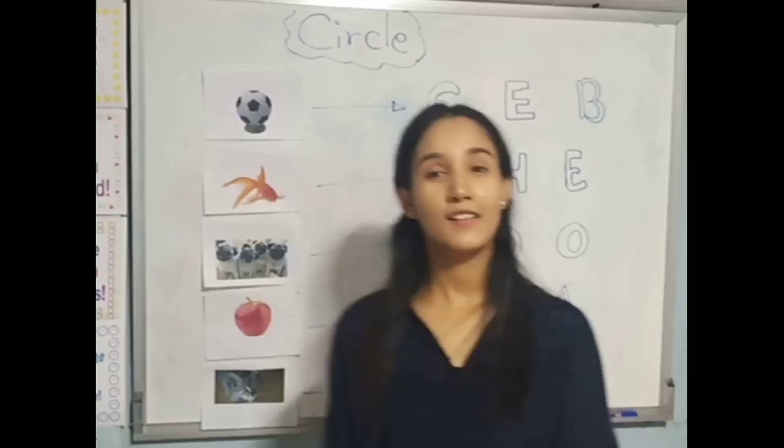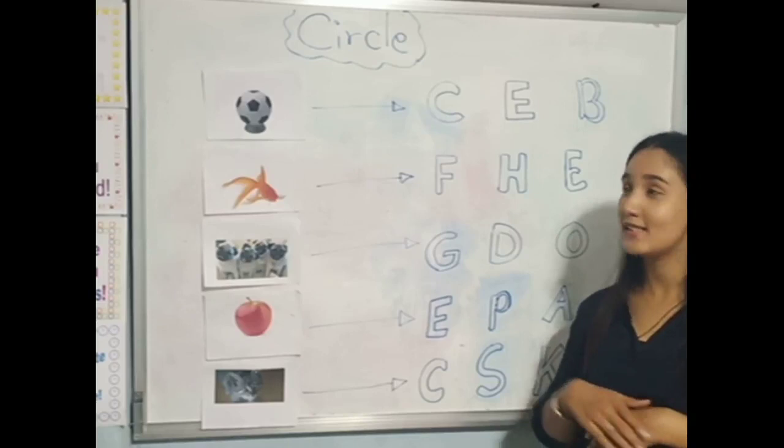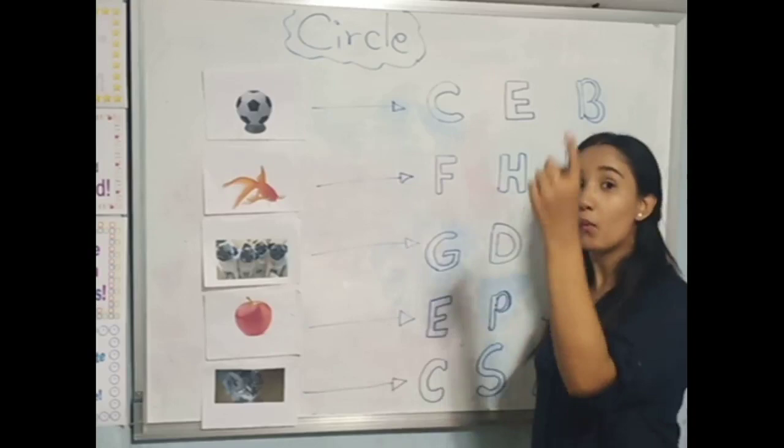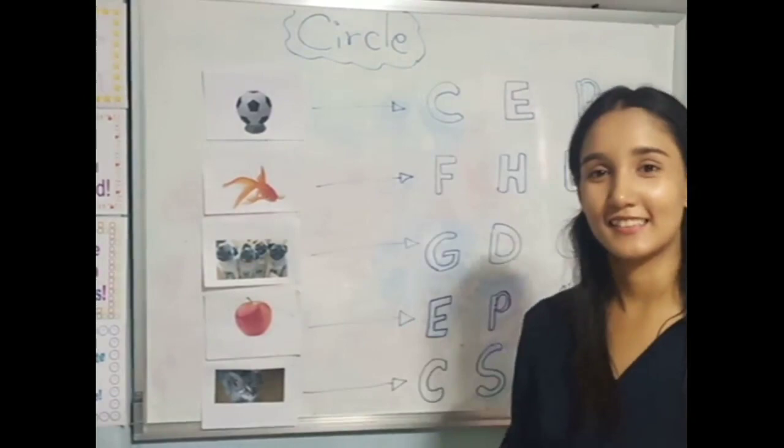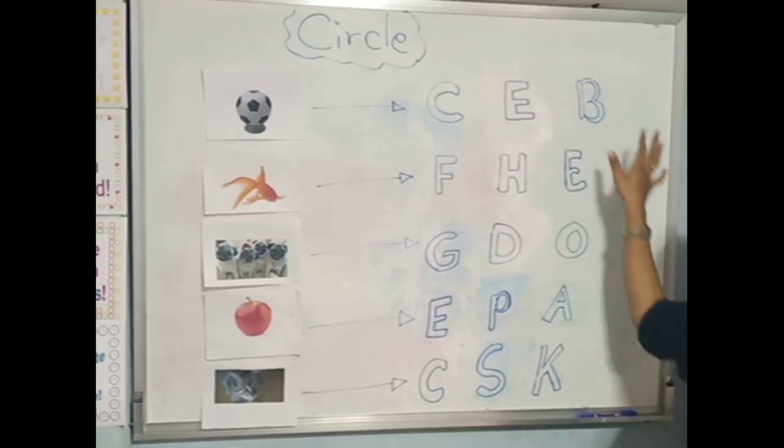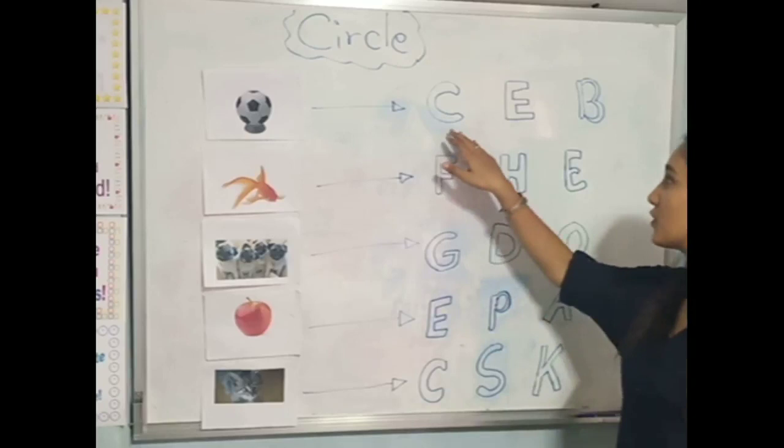Okay, so this time we are going to play the circle game, okay? Here are the pictures and here are the alphabets. We have to look at the pictures and choose which alphabet is the correct answer, okay?